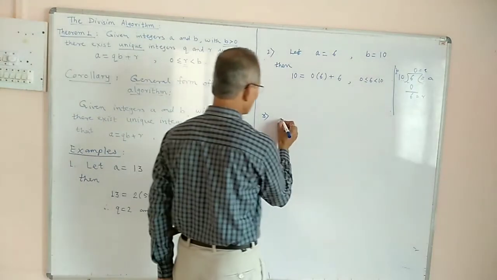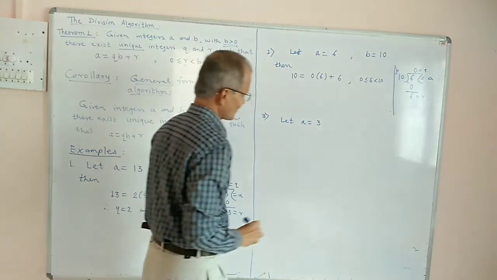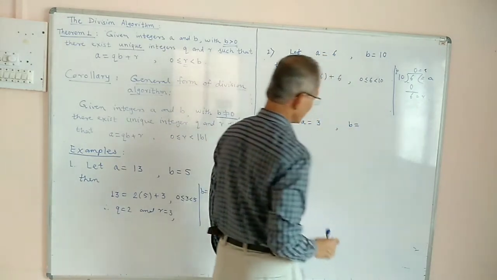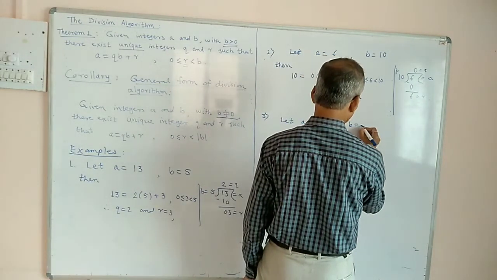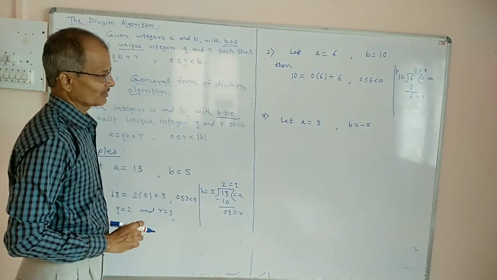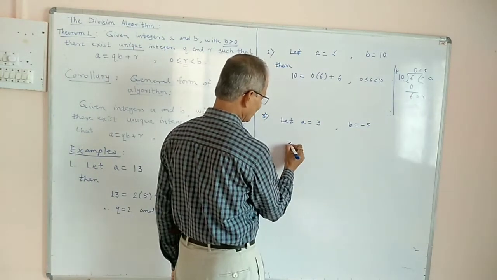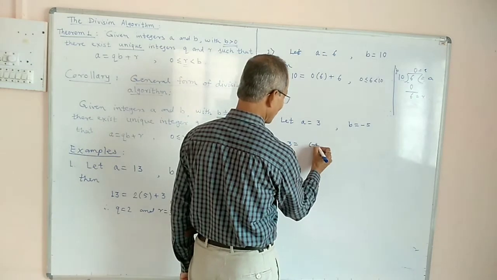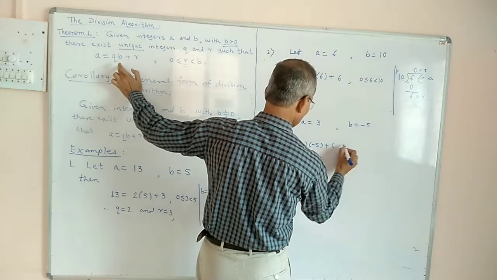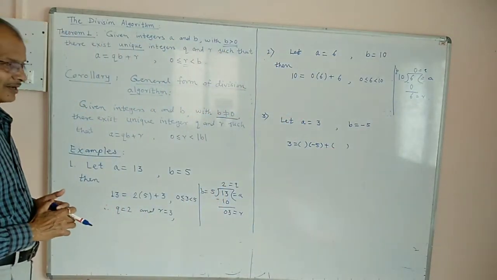So let A be equal to 3 and let B be equal to, say, -5. Then we must have A as 3 and B as -5, Q must be here, and plus R must be the remainder. Now what should be the quotient and the remainder here?